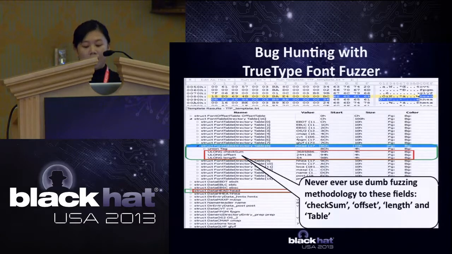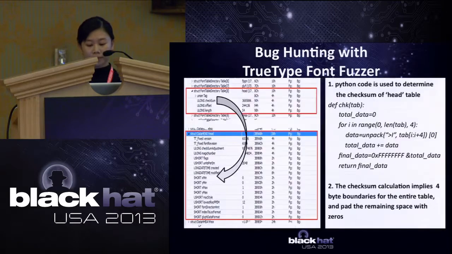For the TrueType font fuzzer, please remember never to use dumb fuzzing methodology to do the byte flipping for these four fields: checksum, offset, length, and tag. Checksum calculation is very important in order to verify a font table. If the checksum value is wrong, it means the font file will be corrupt and the fuzzing process will fail. And the Python code in this slide represents the calculation of the checksum value for the data section while doing the byte flipping fuzzing process.